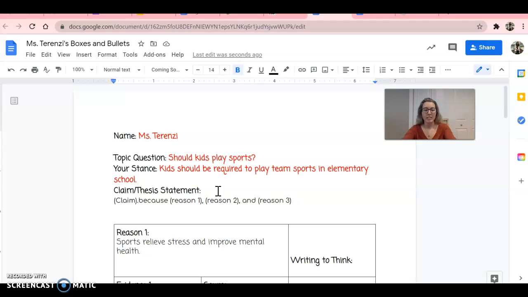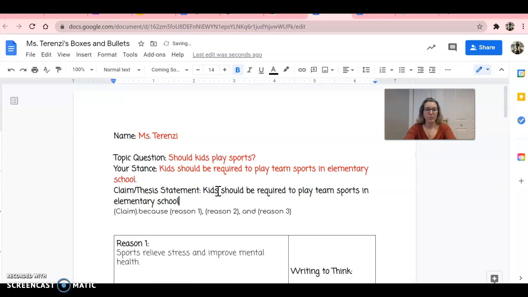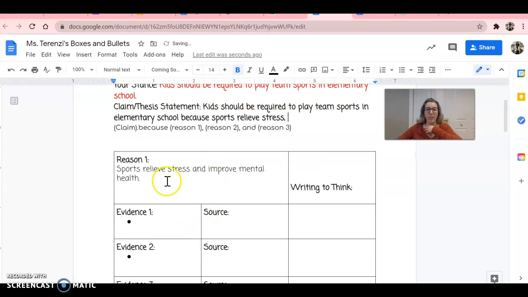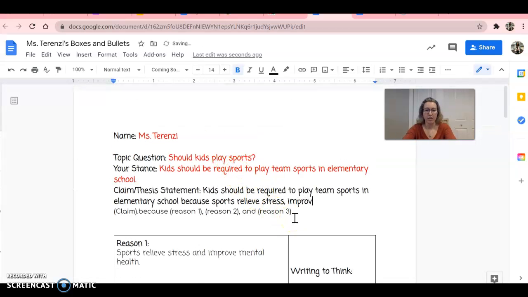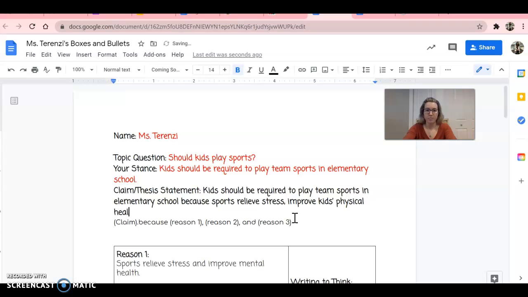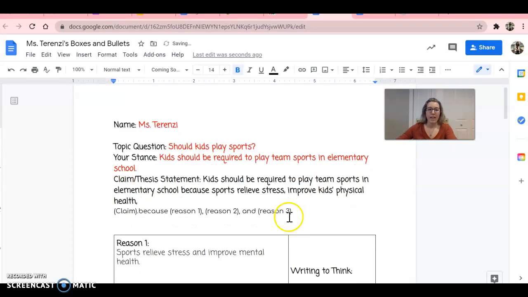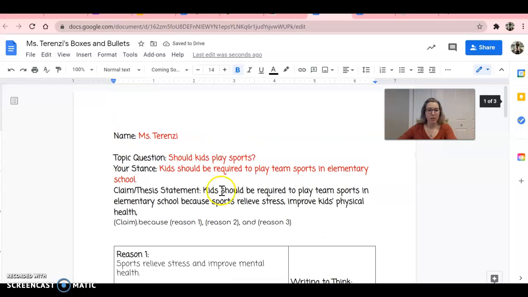So I'm going to go ahead and build my thesis statement. My thesis statement is going to be my claim: kids should be required to play team sports in elementary school because, reason number 1, sports relieve stress. I don't have to include the mental health because I'll be getting into that in my paragraph. Improve kids' physical health. And my third reason was they help build strong social skills.